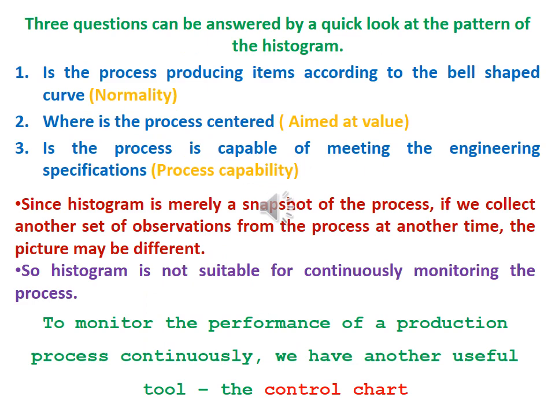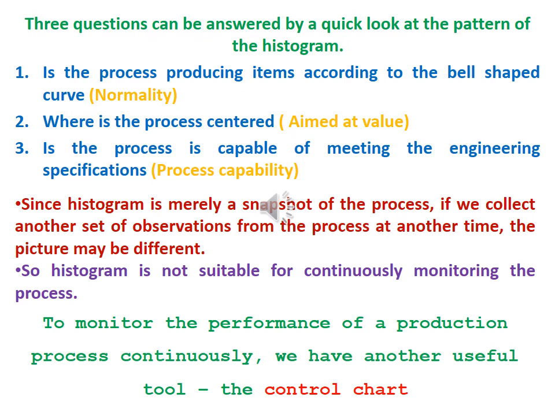Three questions can be answered by a quick look at the pattern of the histogram. Is the process producing items according to the bell-shaped curve? That means a symmetrical curve. It is normally distributed. Where is the process centered? Aim at value. Is the process capable of meeting the engineering specification? That means the process capability.